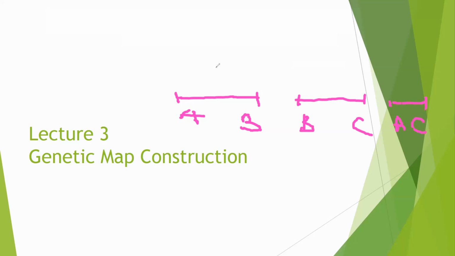Now if we have RAB, RBC, and RAC estimated, how can we use this information to help us construct a genetic map for these three loci? We want to find the positions of the three loci, and how the three loci are arranged along the same chromosome, right? This is what we're going to learn in chapter 3.